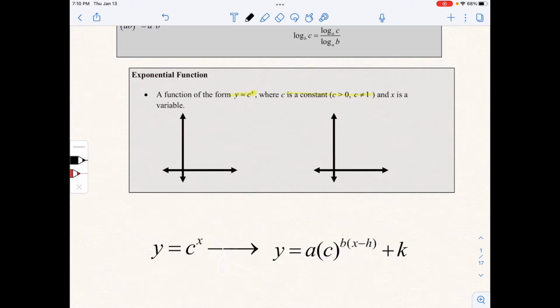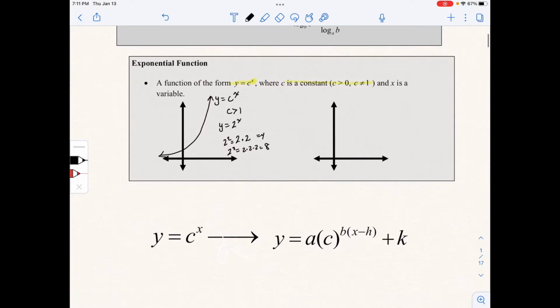What I'd like to do is draw quickly a growth equation, something like y equals c to the x, where c is greater than 1. That would be a growth equation. So something like y equals 2 to the power of x. If x is 2, 2 squared would be 4, 2 cubed would be 8, and so on. So we can see that when we multiply c by itself x many times, we get a growth function.